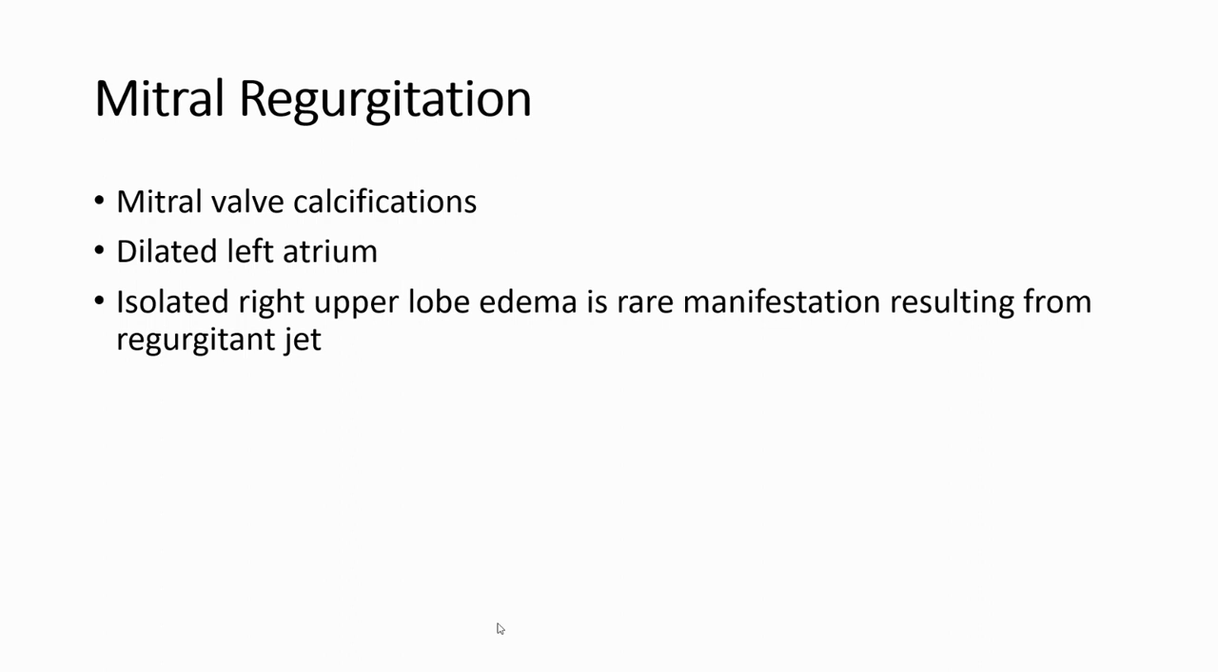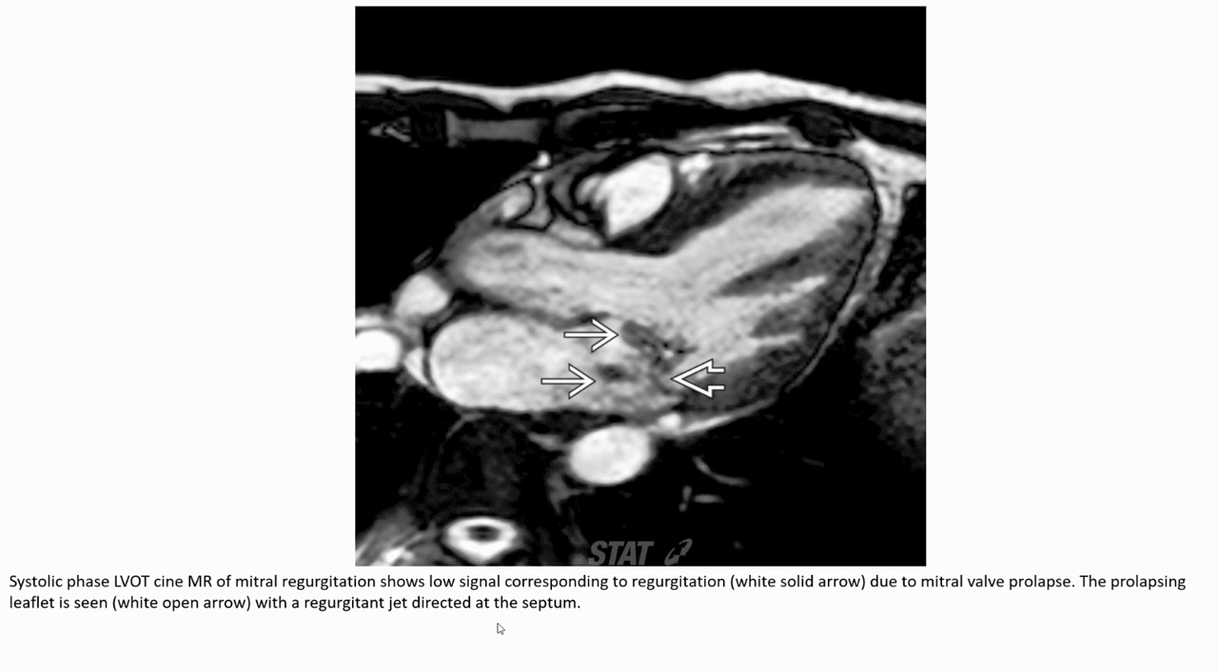The third cause of enlarged left ventricle is mitral regurgitation. Mitral regurgitation can be caused by mitral valve calcification. We can find a dilated left atrium; isolated right upper lobe edema is a rare manifestation resulting from the regurgitant jet. On cardiac MRI, there is low signal corresponding to regurgitation, while the solid arrow indicates the mitral valve. The collapsing leaflet is seen, while the open arrow indicates the regurgitant jet directed at the septum.